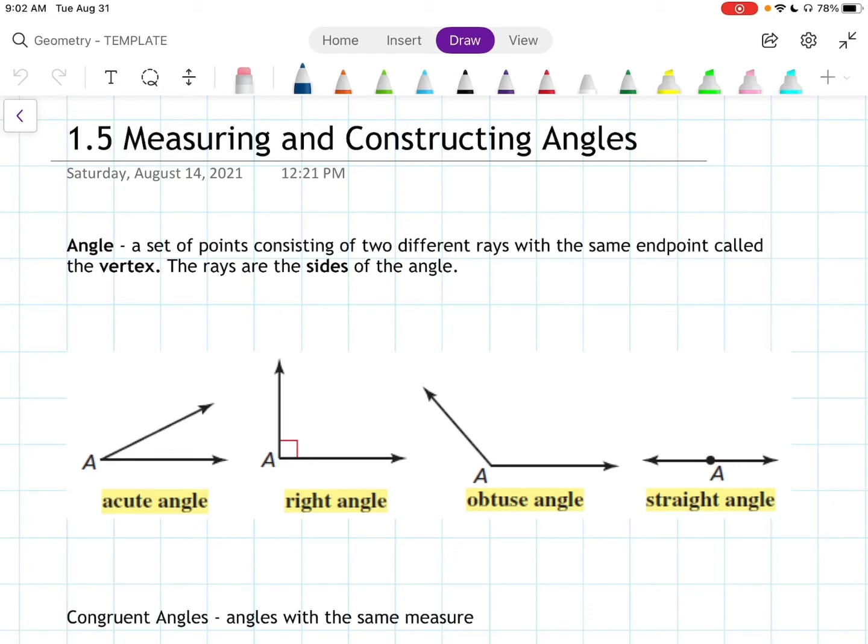Hopefully you remember what an acute, a right, and an obtuse angle are. Acute means less than 90, so I'm going to say x is less than 90. A right angle is x equal to 90, or the angle measure is equal to 90. Obtuse would be larger than 90. And a straight angle, which might be new to you, is equal to 180 degrees.